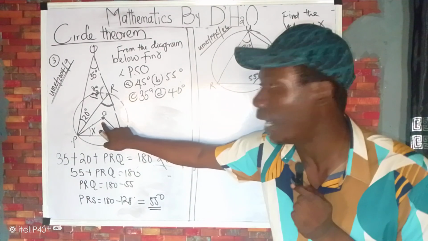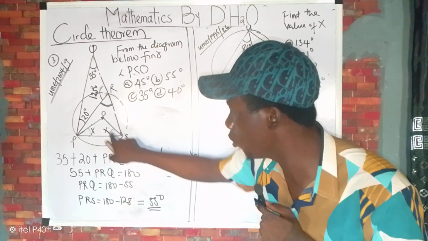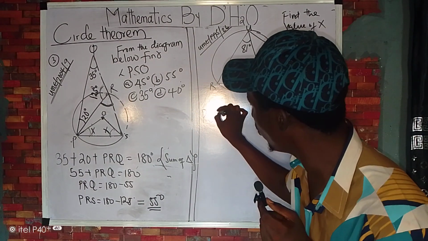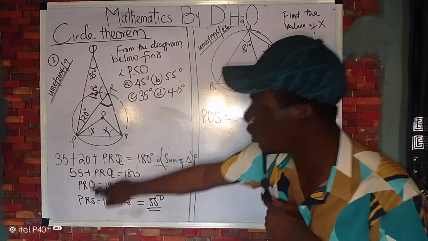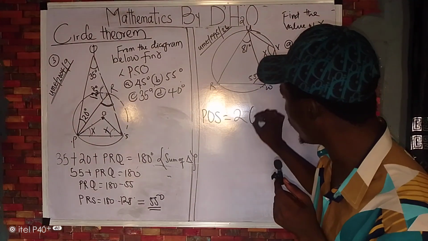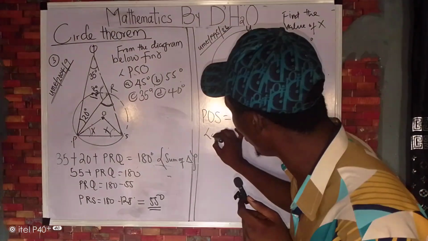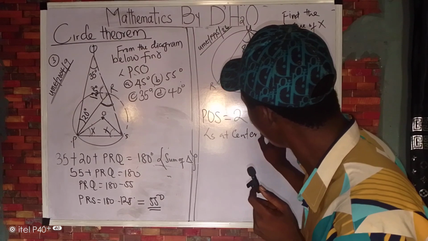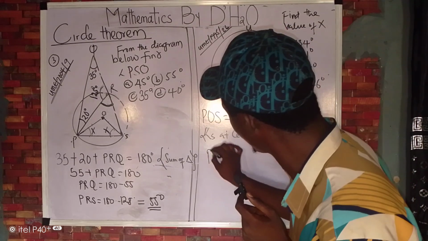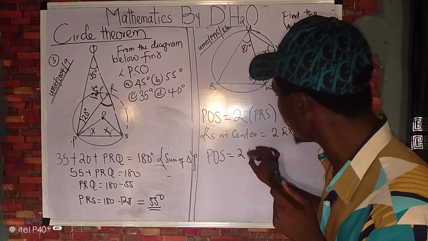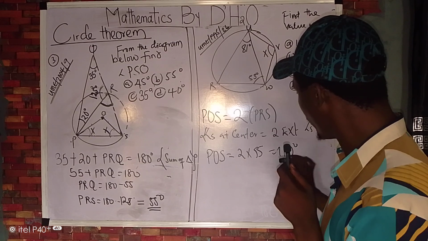How do we get the angle at the center? Remember, the angle at the center is 2 times the angle here. The angle at the center is called POX. So we can say POX is equal to 2 of the angle that is here. What's the angle here called? It's called PSX. So you have 2 of PSX. What is your reason? Your reason is that the angle at the center is 2 times the angle at the circumference. So POX will give us 2 times this angle, 55. Remember that this angle is 55. That will give us 110 degrees.